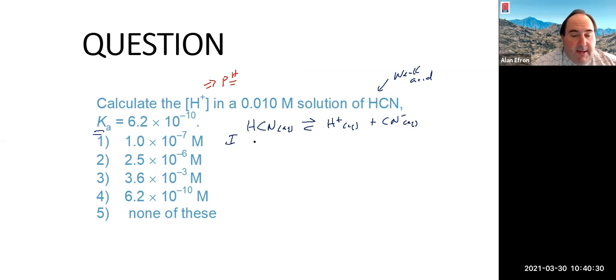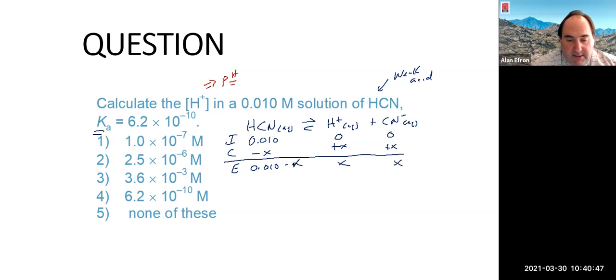Initially here, we got 0.01. This will be zeros. Change minus x, plus x, plus x, which means at equilibrium 0.01 minus x, x, and x. Any questions on the table here? If I get that x there.